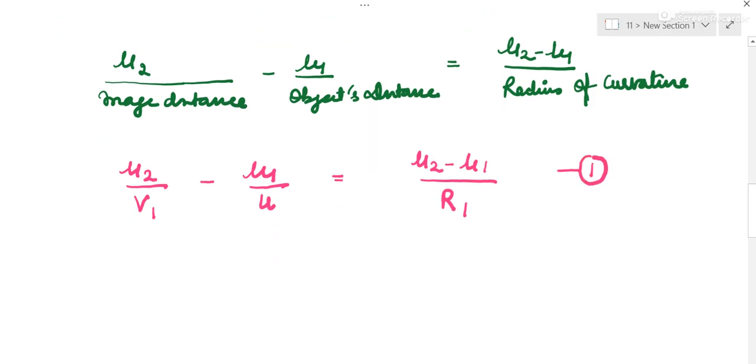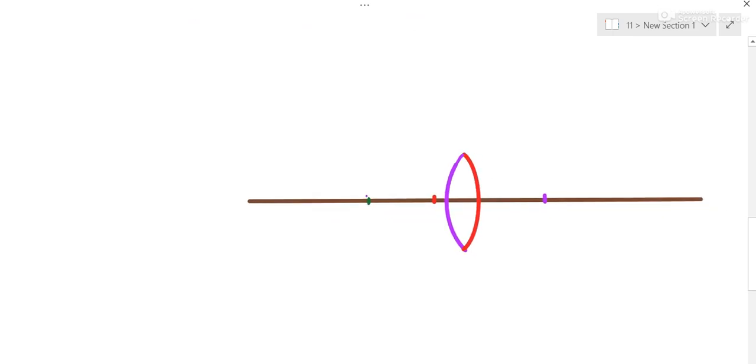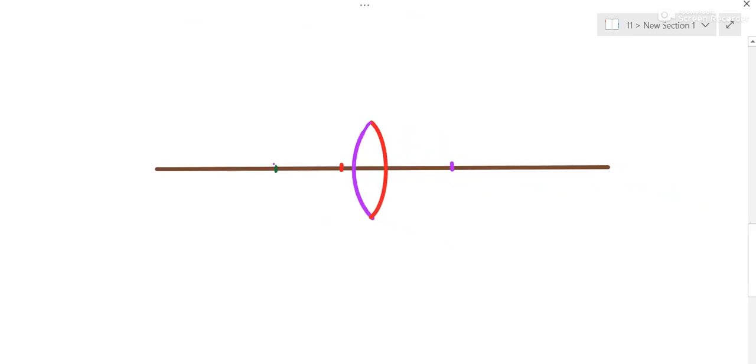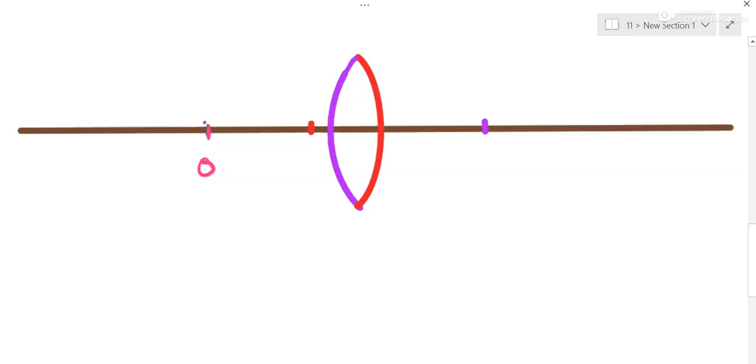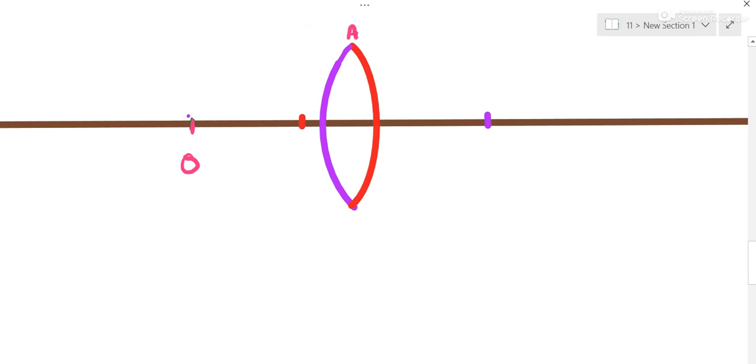After this, wait, I will draw the diagram once again. Like this is the diagram. Okay, how much diagram is ready already? So this much diagram is ready. This was object. It was A, B and C. This was the first image, I1. Now this I1 will act as object. I1 is object for second surface.